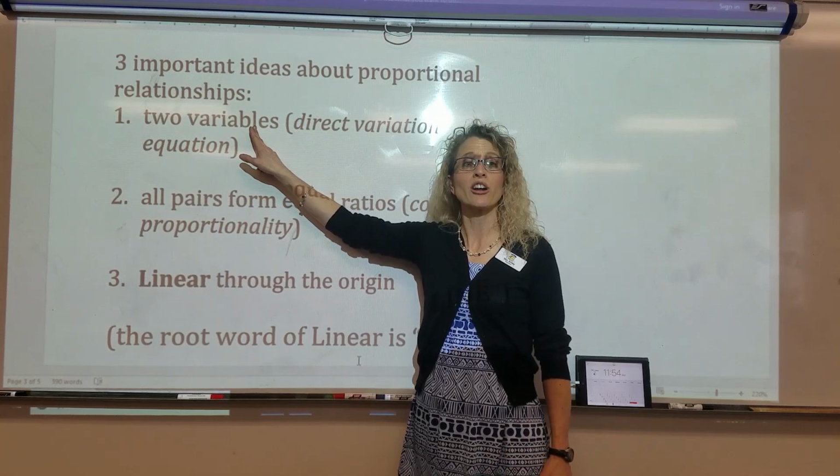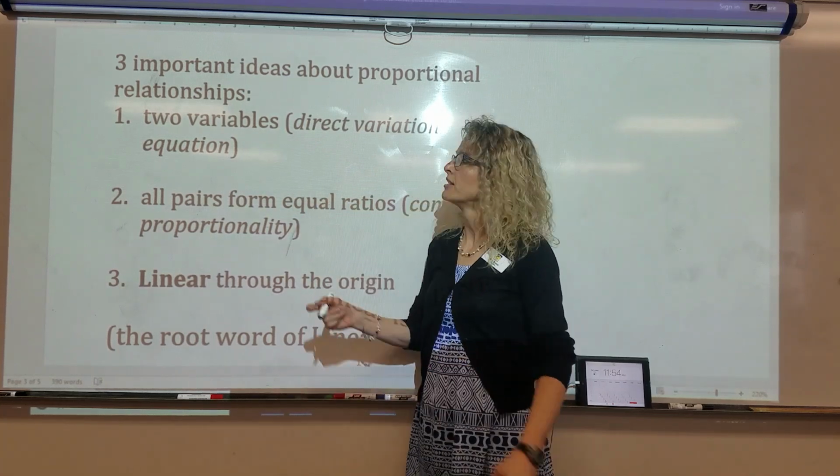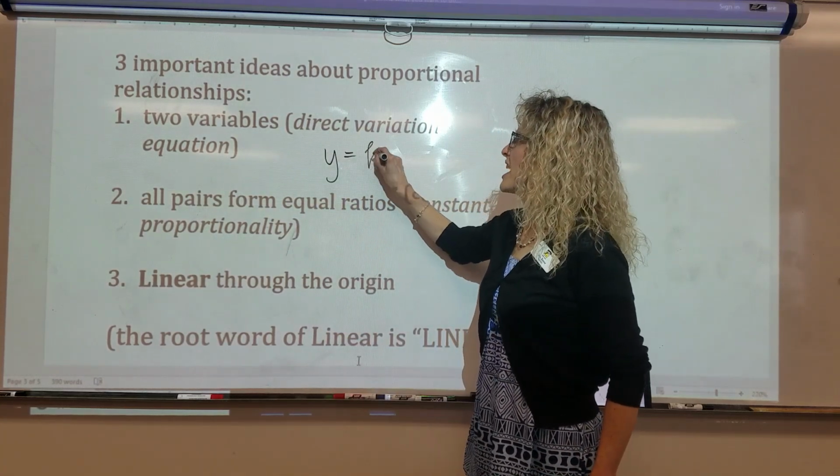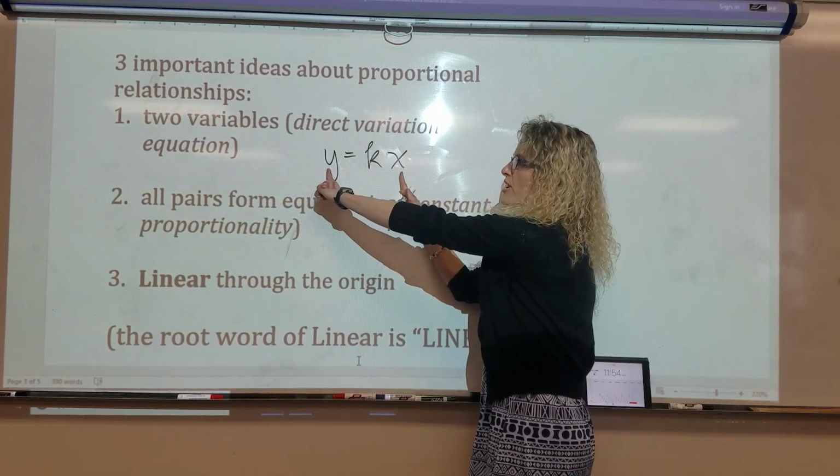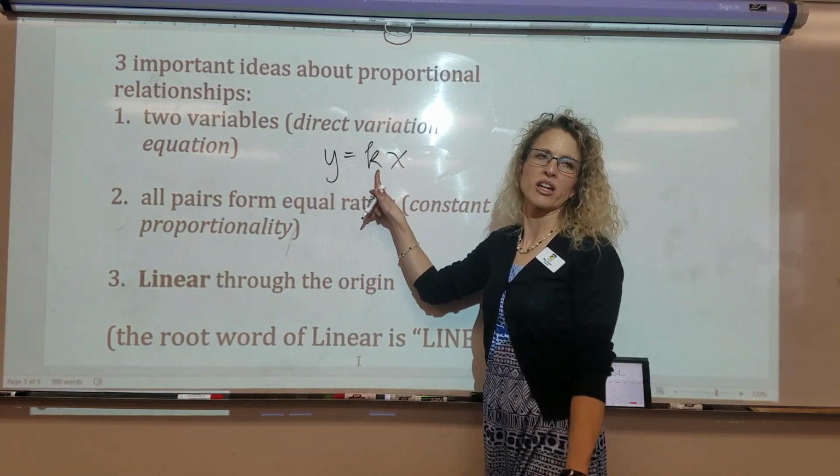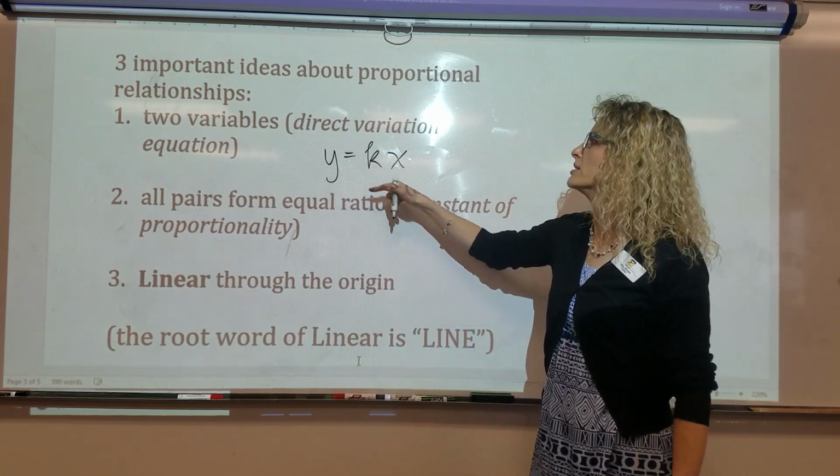It has 2 variables. How many variables? Get ready? 2. Because remember the form y equals kx? Y and x are your variables. K is a constant. It'll be like a slope, like 2/3, or pi.